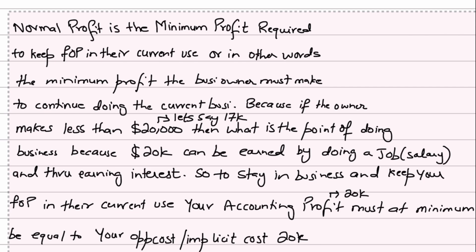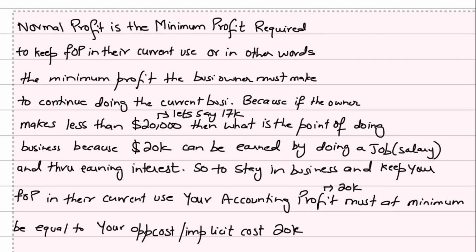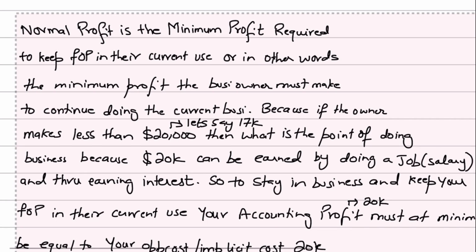What is a normal profit? Normal profit is simply accounting profit equivalent to opportunity cost. That is, मेरा जो profit हो रहा है वो मेरी opportunity cost के बराबर है, यानी implicit cost के बराबर है. ये बड़ा useful insight है इसमें. So it is the minimum profit the business must make to continue doing the current business.